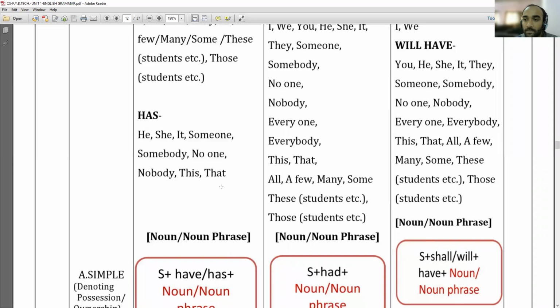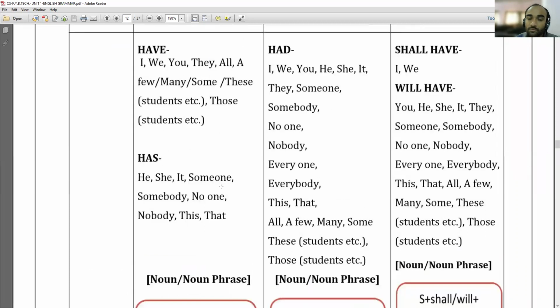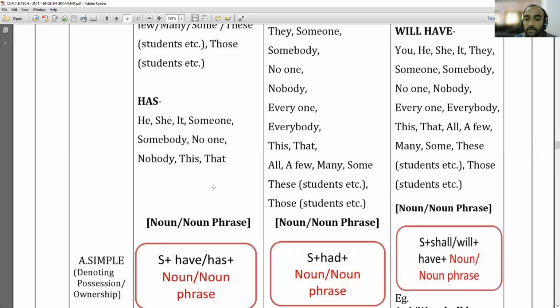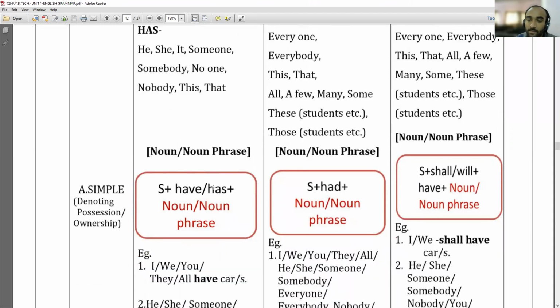कुठल्याही सब्जेक्ट पुढे आपण had चा यूज करू शकतो. Okay, so the subjects: I, we, you, he, she, it, they, someone, somebody, no one, nobody, everyone, everybody, this, that, these, those, all, a few, many, some. Okay, so these are the subjects. After that we can use had.